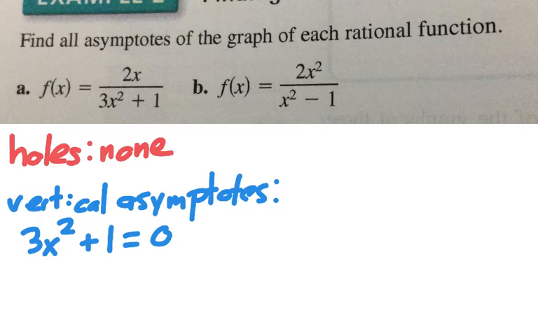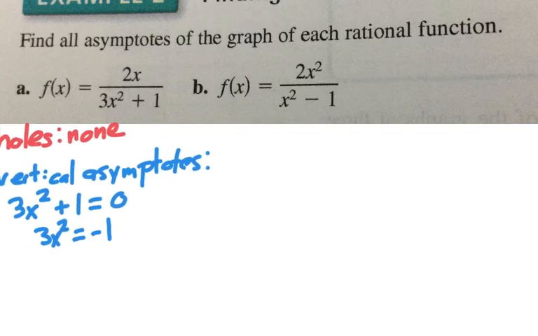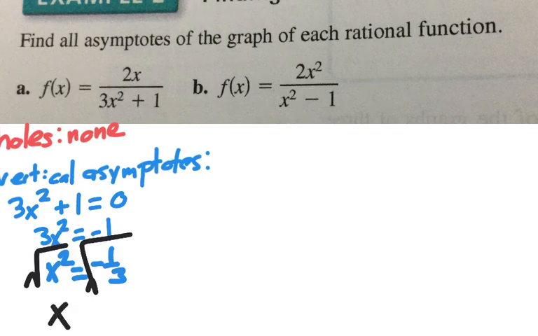So then we'd want to solve this. I would subtract 1. I would divide by 3. And then I would take a square root of both sides. So what's going to happen? Well, I'm taking the square root of a negative. So what happens when I take a square root of a negative? We get an imaginary.